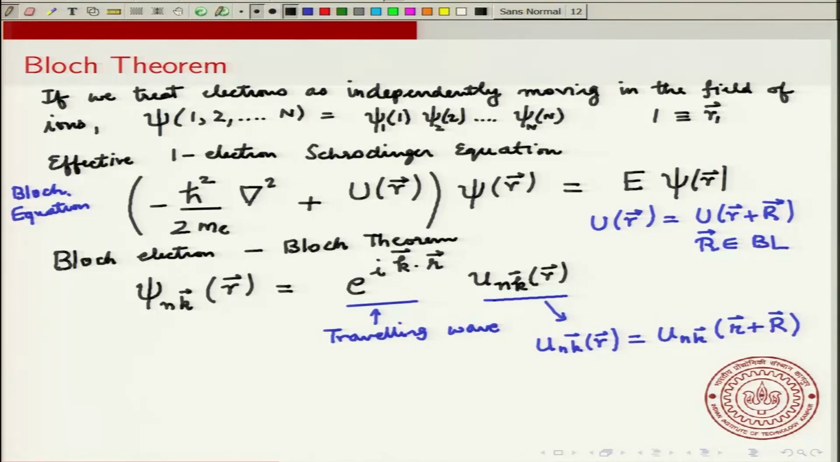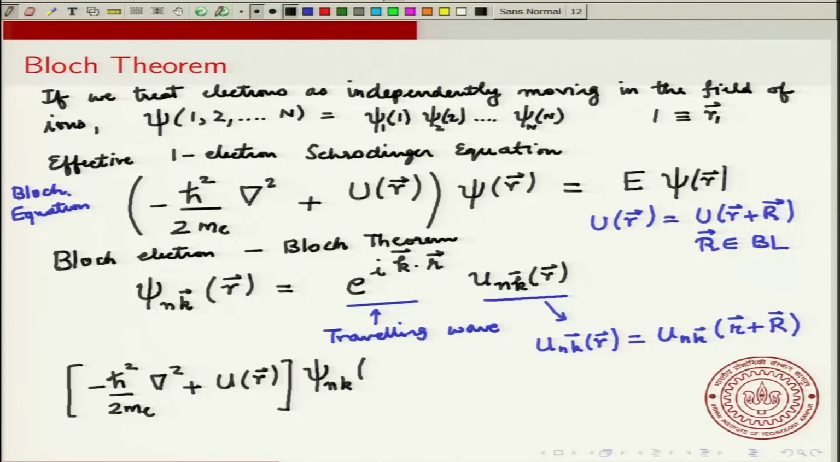So, if I just go back and write the Bloch equation again in a slightly more illustrative way, H psi n k of r is equal to epsilon n k psi n k of r.